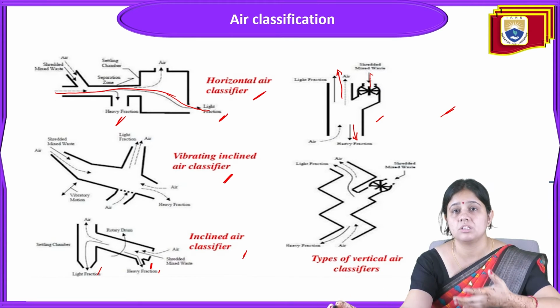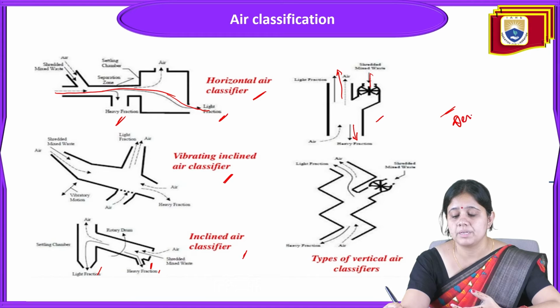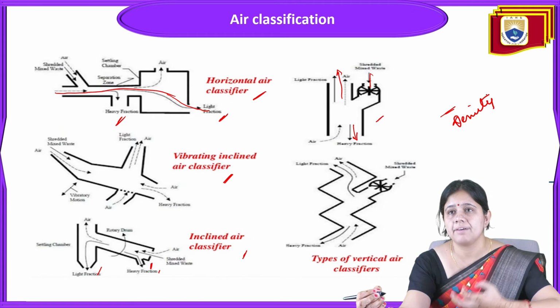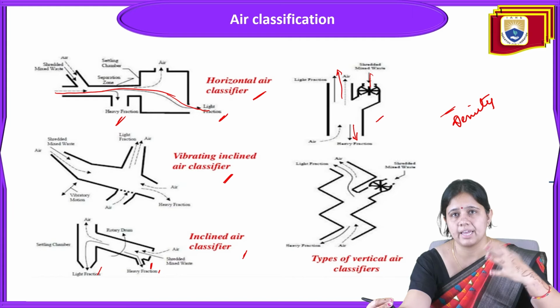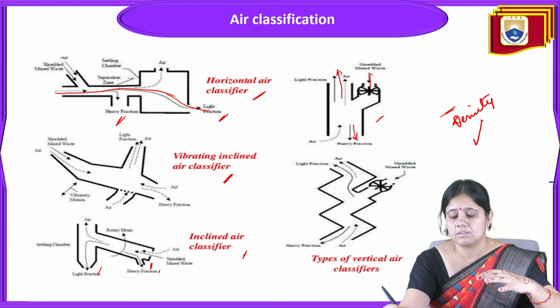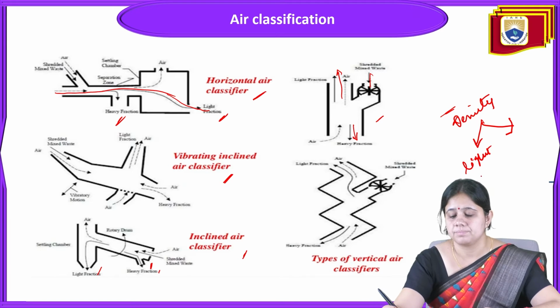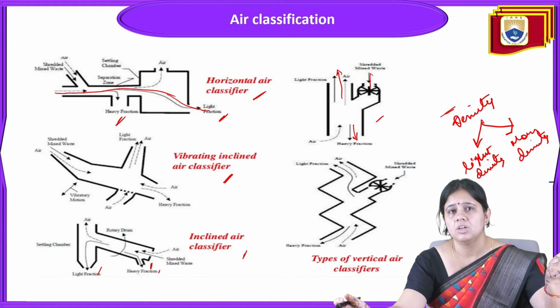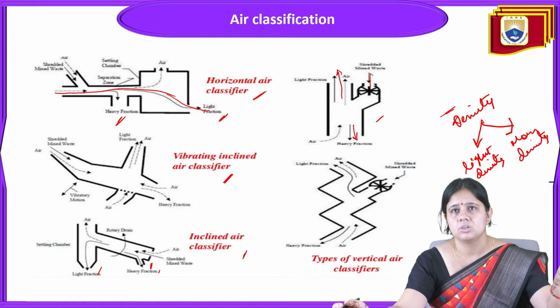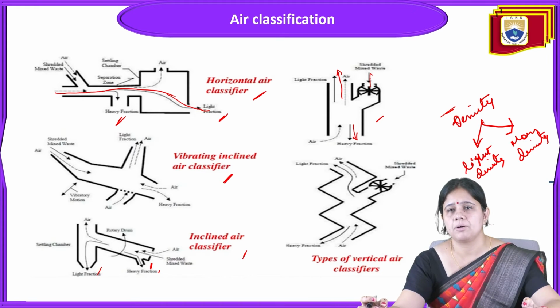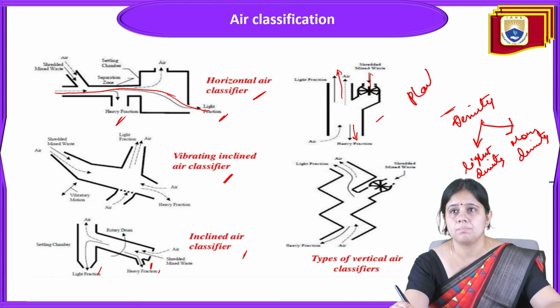So air classification is mostly followed in these MRF sites, because if a mixed waste is there, to classify the waste on the basis of its density, air should be there, and if air comes, then it will be separated into two categories, that is light density and high density. The high density will settle inside the chamber, and the light density will flow into another chamber. So this air classification is mostly adopted for plastic waste.